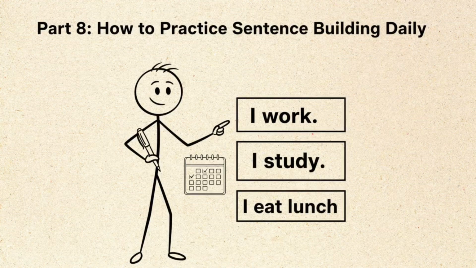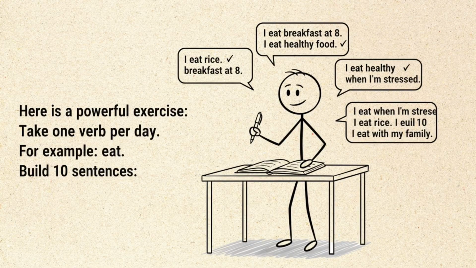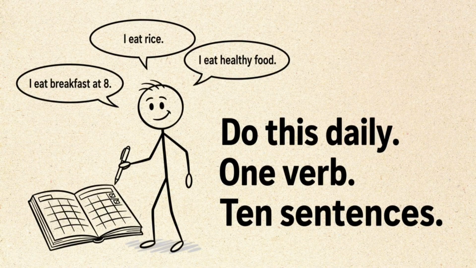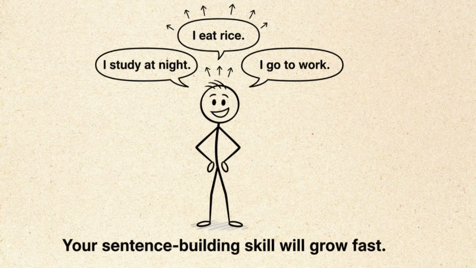Part 8, How to Practice Sentence Building Daily. Here's a powerful exercise. Take one verb per day. For example, eat, build 10 sentences. I eat rice. I eat breakfast at 8. I eat healthy food. I eat when I'm stressed. I eat with my family. You just trained your brain to build structure. Do this daily. One verb, 10 sentences. Your sentence building skill will grow fast.